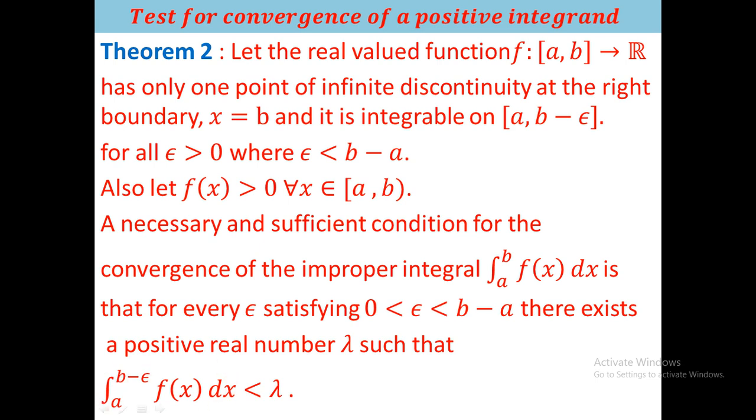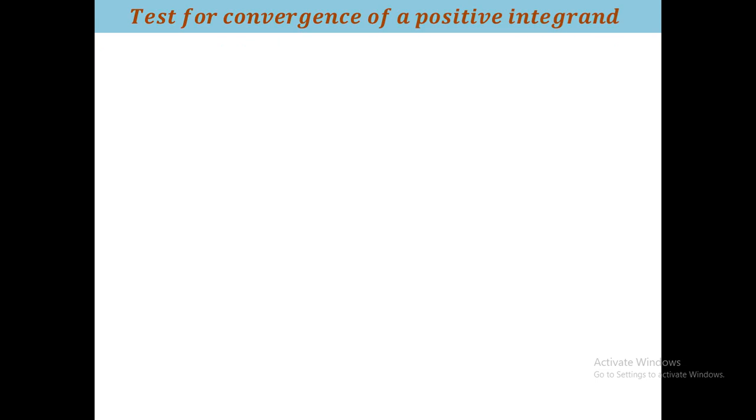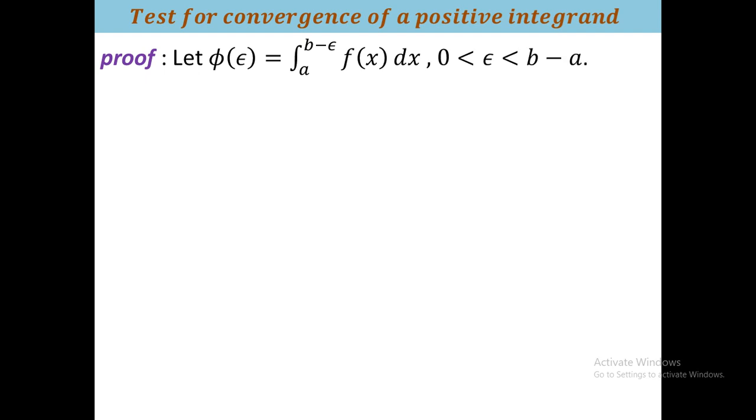The proof of the theorem is the same as theorem 1. Just in the first portion I will show that the corresponding function phi of epsilon, that is, the integration of f from a to b minus epsilon, is decreasing, and then proceed the same as theorem 1.